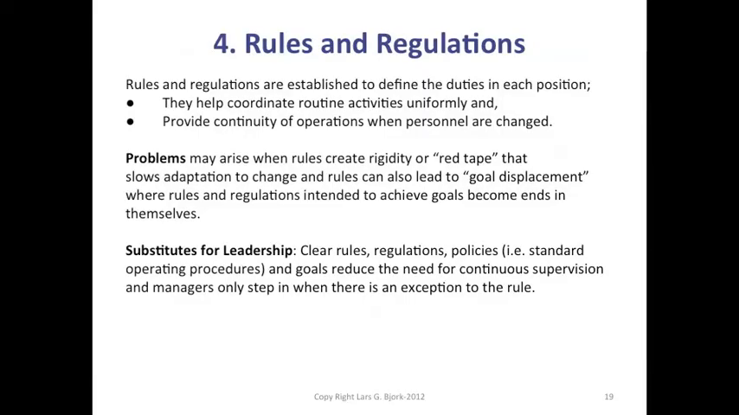4. Rules and regulations are established to define the duties of each position. They help to coordinate routine activities uniformly and provide continuity of operations when personnel are changed. Problems may arise when rules create rigidity or red tape that slows adaptation to change, and rules can also lead to goal displacement, where rules and regulations intended to achieve goals become ends in themselves.